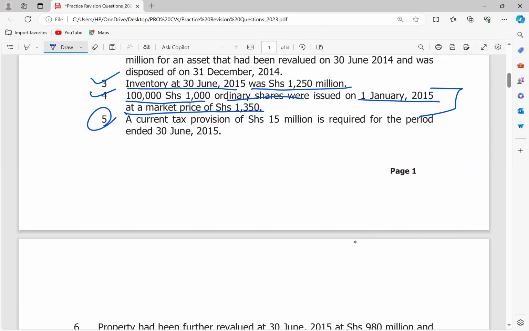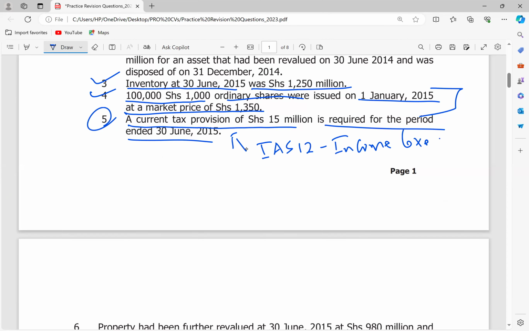And according to our note number 5, a current tax provision of 15 million is required for the period ended 30th of June, 2015. So current tax is basically IAS 12, International Accounting Standard 12, income taxes. And this is almost like a point of information that we should make a provision of 15 million. So no major adjustment there. We shall do it directly on the financial statements.